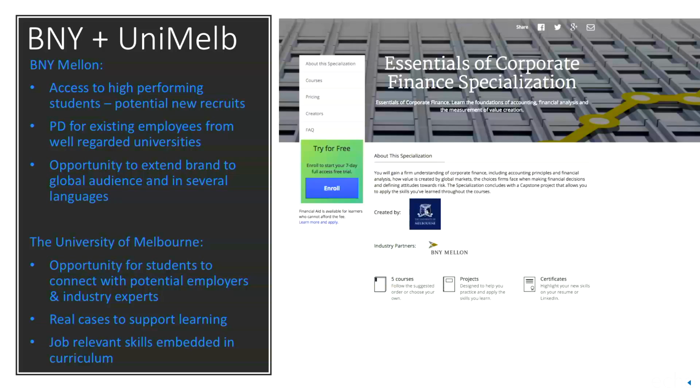Given the global nature of MOOCs, for a lot of companies, this partnership was an opportunity to market their brand into new global markets and also offered in several languages. For the university, the benefits were plenty.